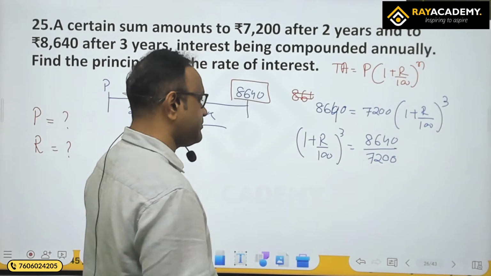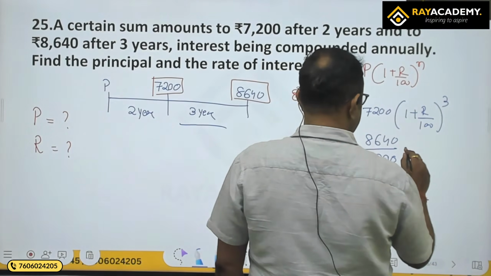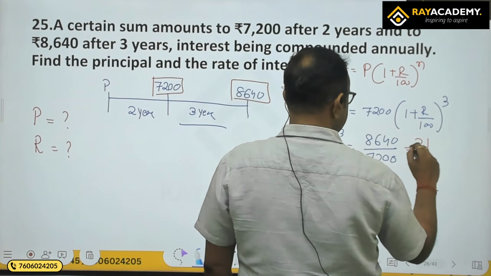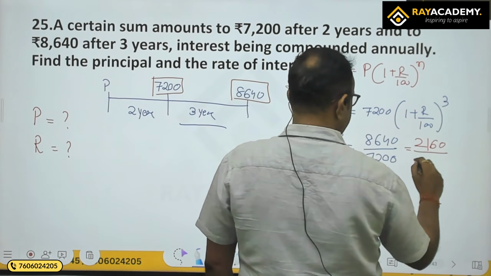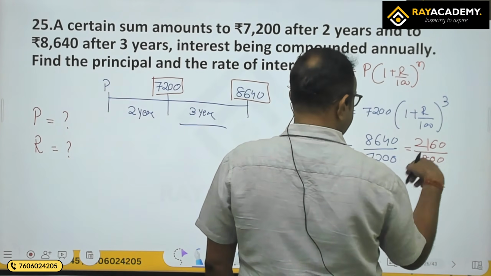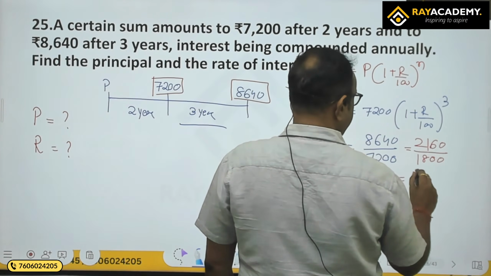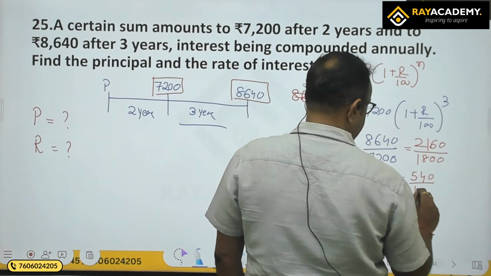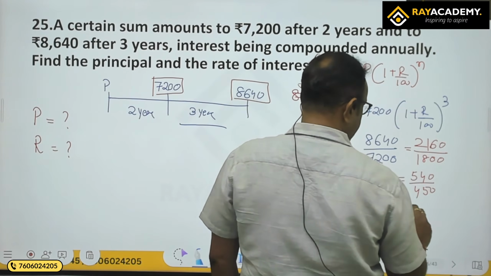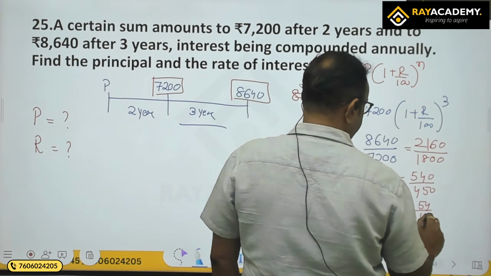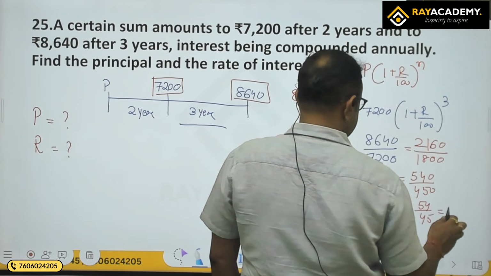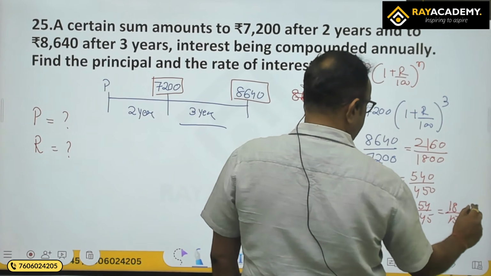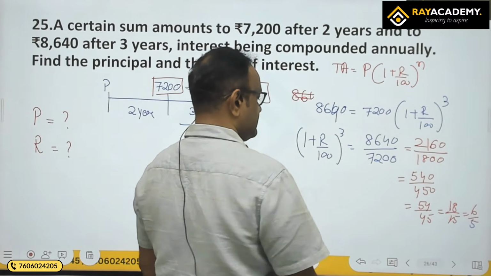We have to simplify this. Let us see. I think both are divisible by 4. 4 twos are 8, 4 ones are 4. 2160 by 4 is 540. Another 4 you can cut. 4 fives are 20, 4 fours are 16, 540. So it becomes 54 by 45, or you can say 18 by 15, or 6 by 5. Is that correct?